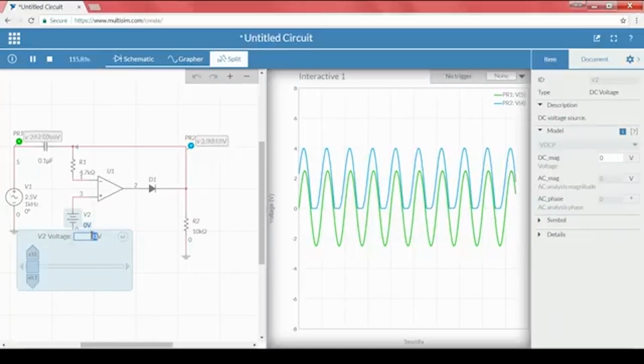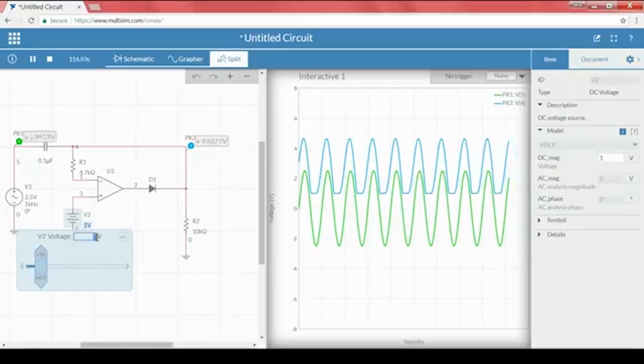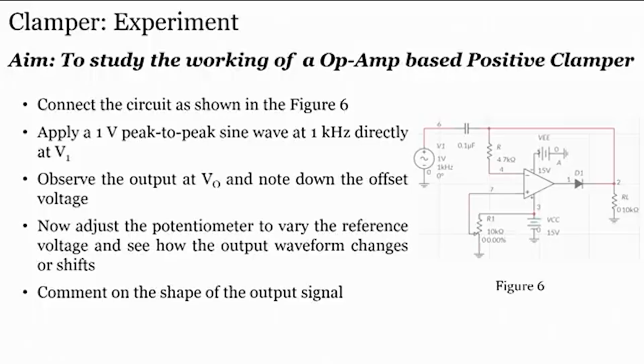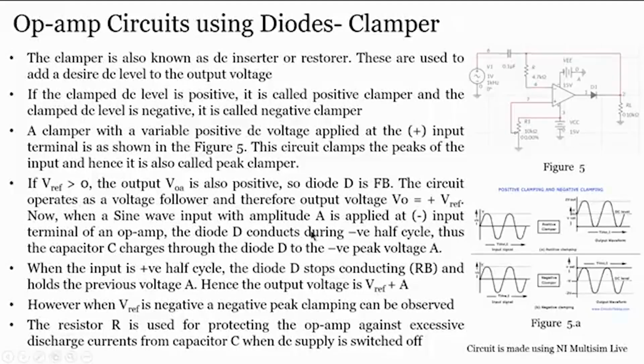So if I make it 1, 2, here we can clearly understand the working of the diode as well as the working of the circuit using Multisim. We will also understand the working of the negative clamper. In the case of a negative clamper, the diode has to be reversed. So let me construct the circuit using Multisim.